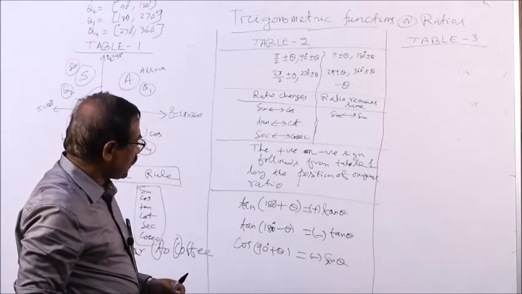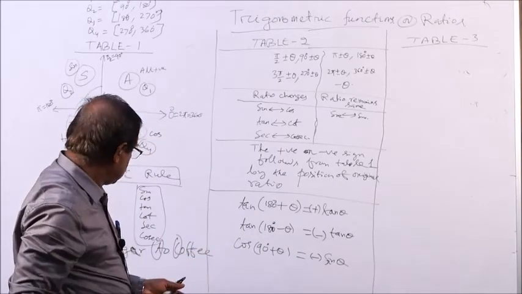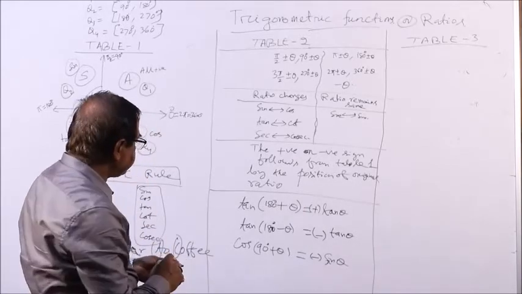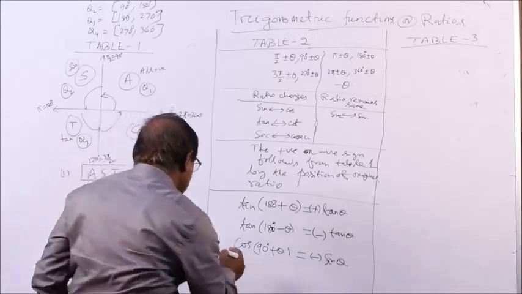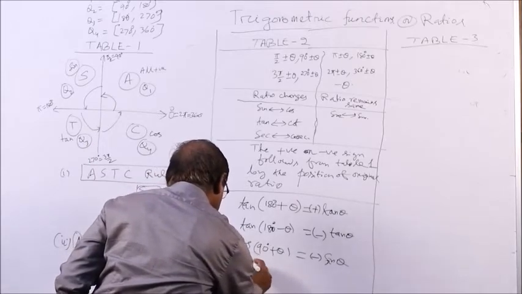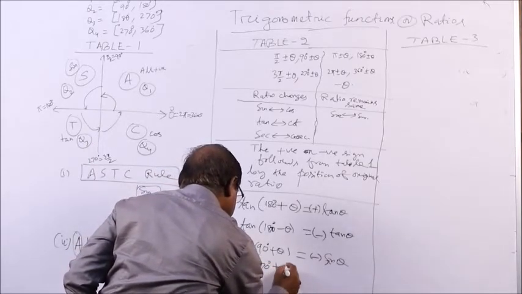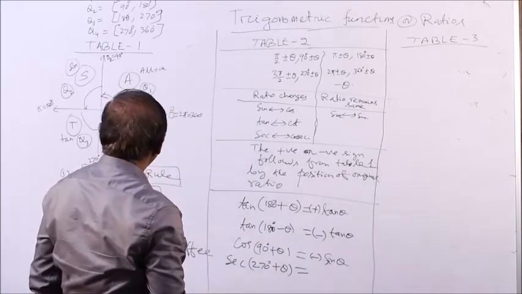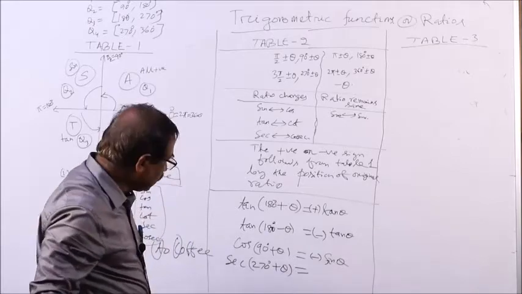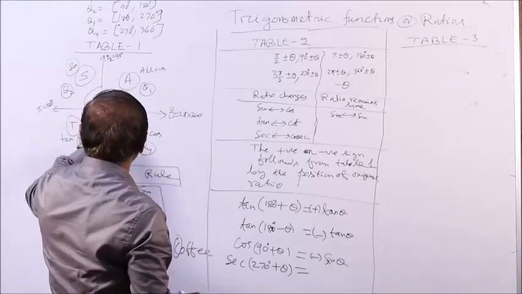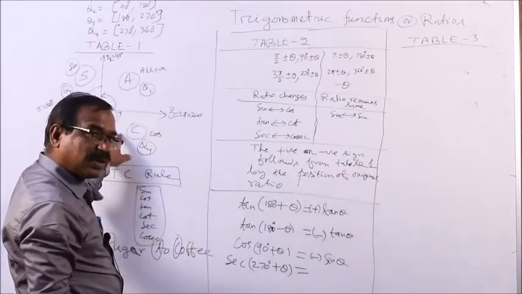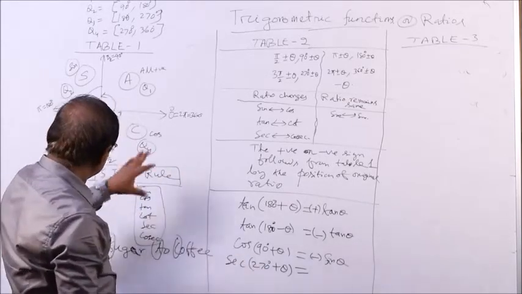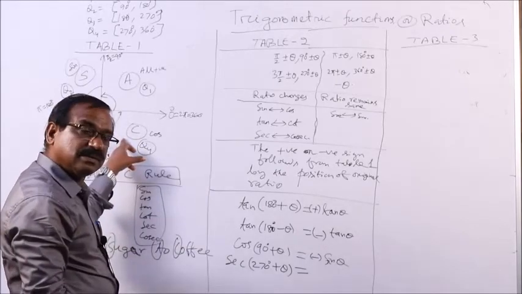Okay, let us take other examples also. Now sec 270 plus theta. We are reaching here is 270, when we are taking triangle 270 plus theta, we are coming to fourth quadrant.